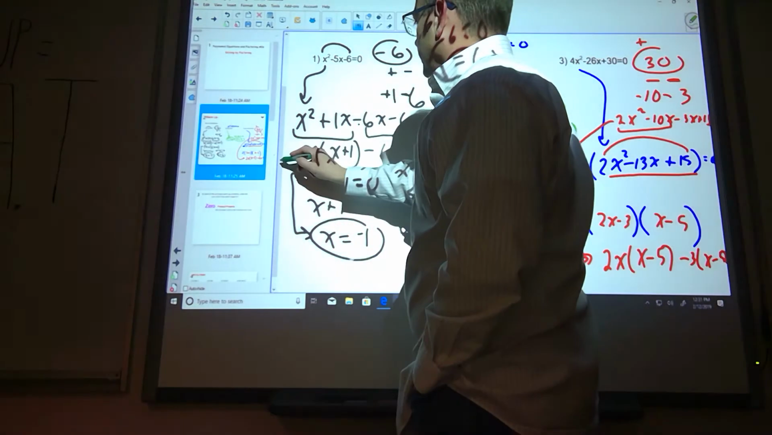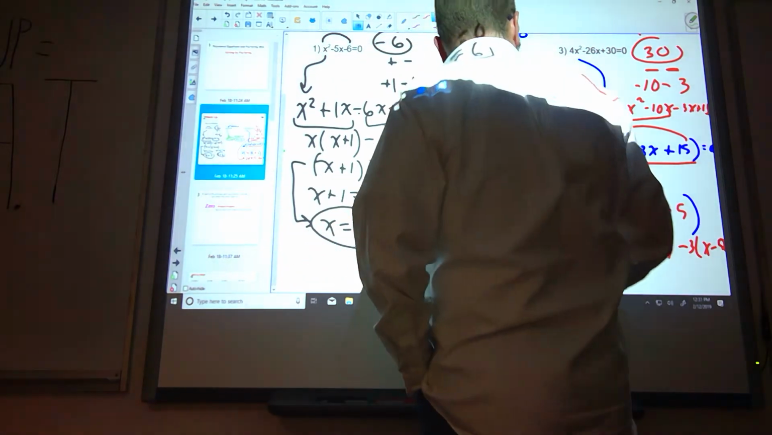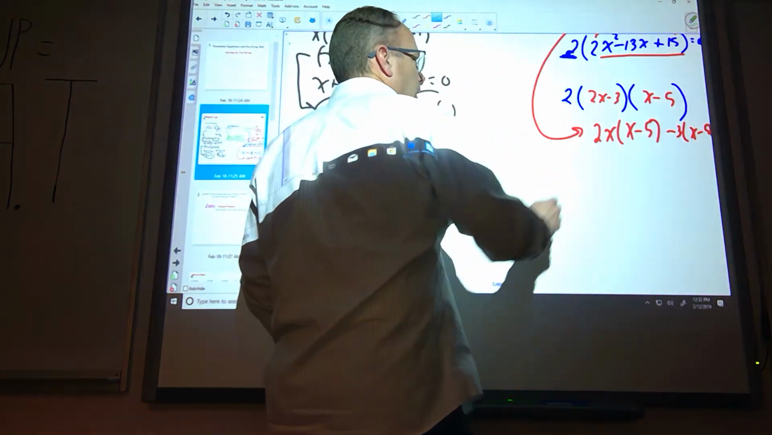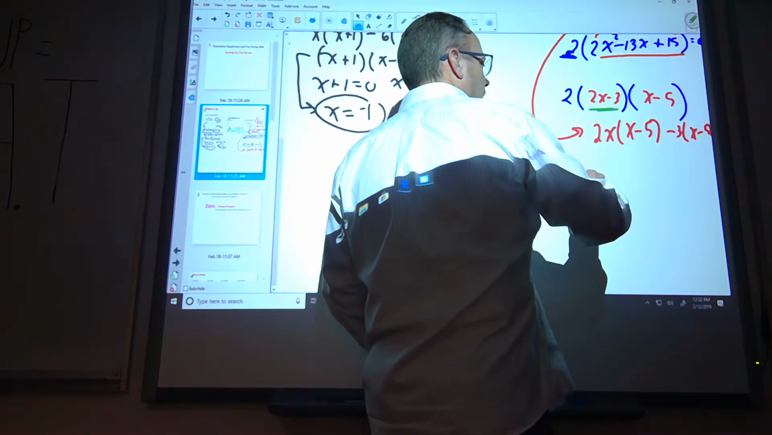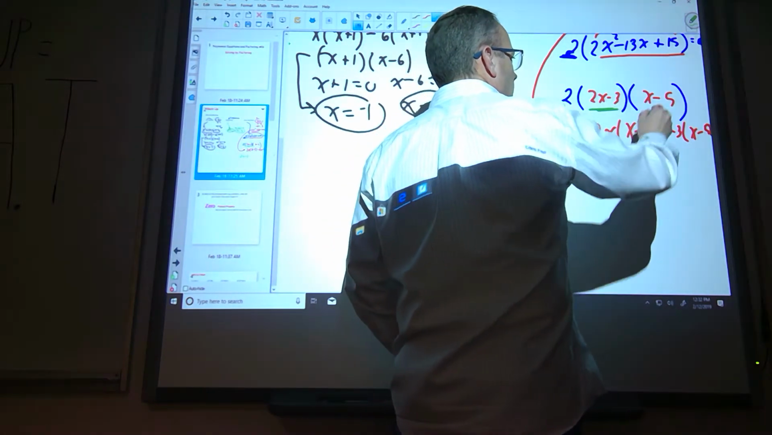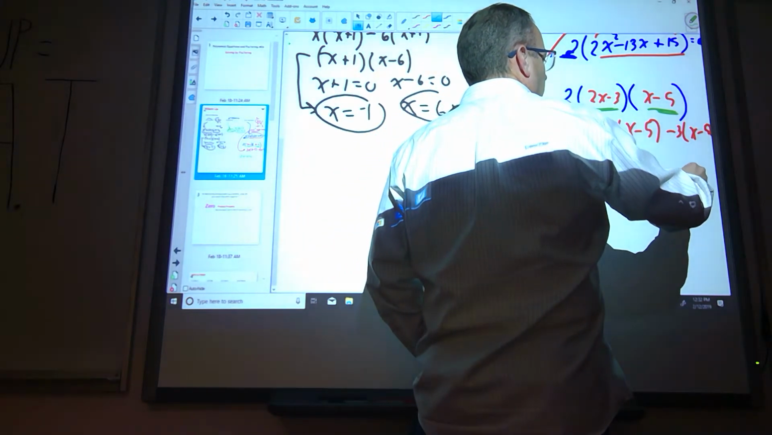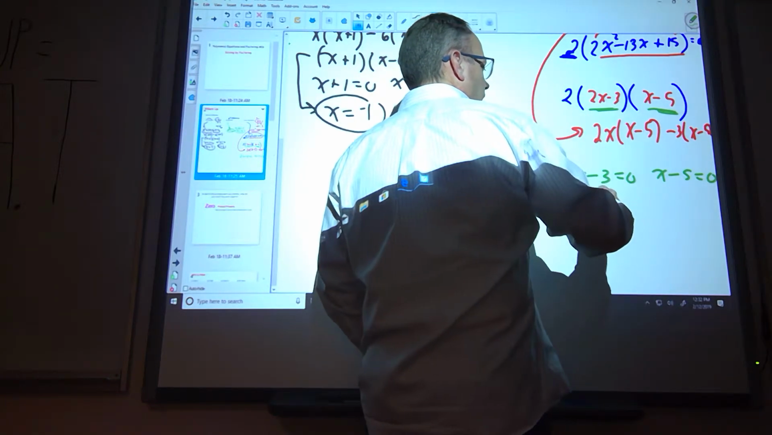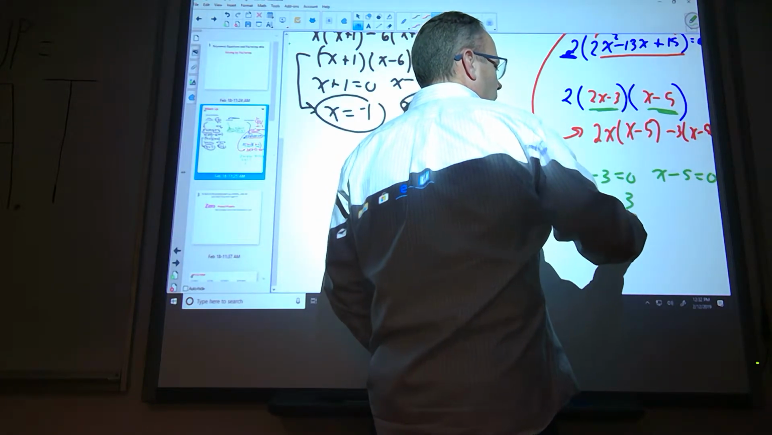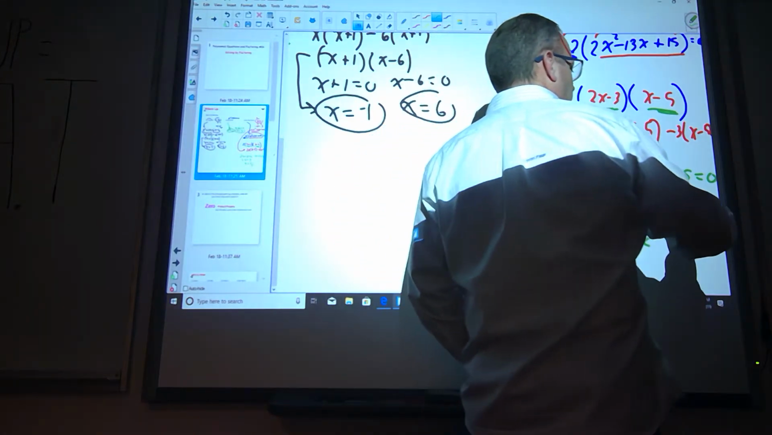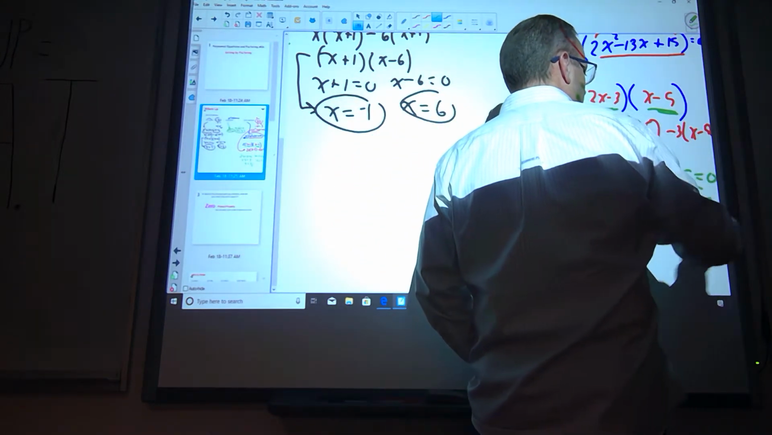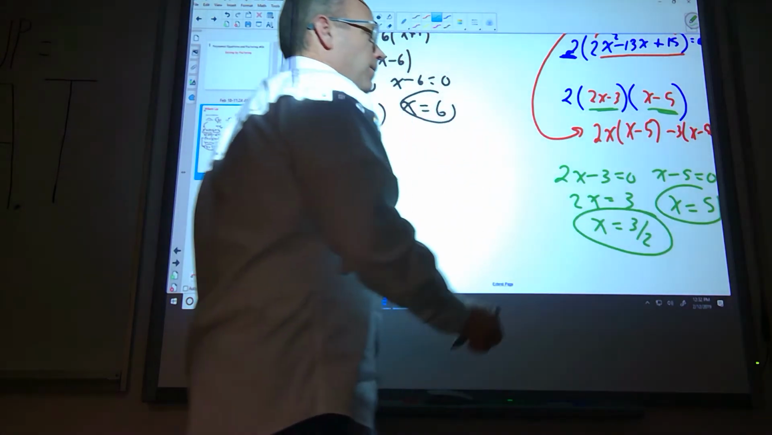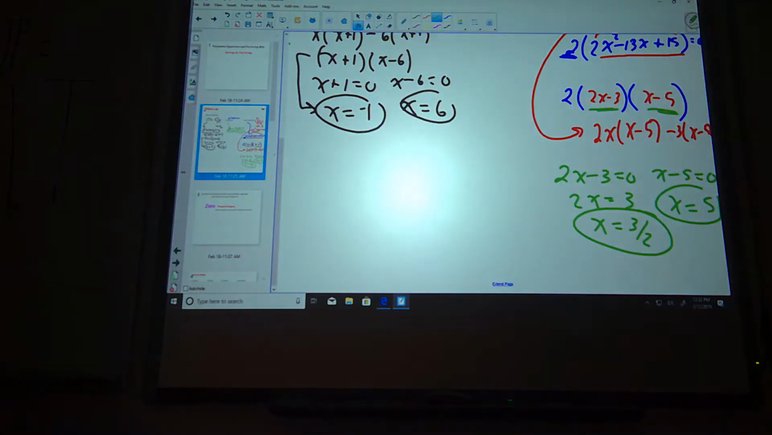I'm going to take this, set that equal to 0. Take that, set that equal to 0. So that's 2x equals 3, x equals 3 over 2, and that's x equals 5. Agree? Seem okay?